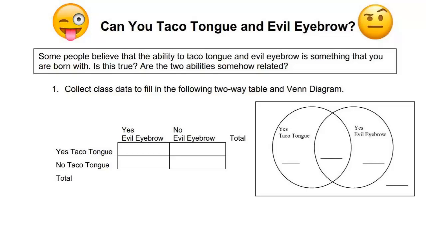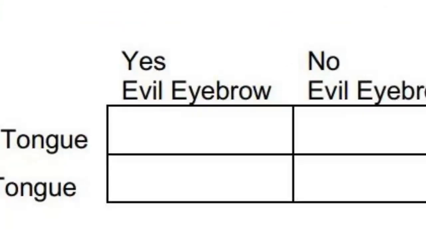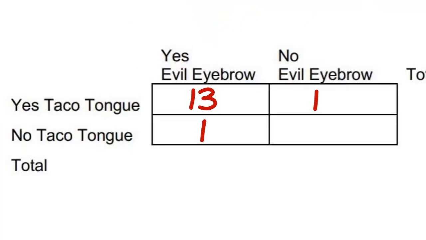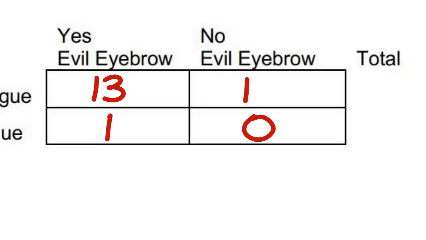Okay, so final tallies. I want you guys to add this on page 9 in your notes packet. We've got 13 people that said they can do both. There is 1 person that can taco tongue but can't evil eyebrow. There is 1 person that can evil eyebrow but cannot taco tongue. And we did not get any tally marks here in the no and no.